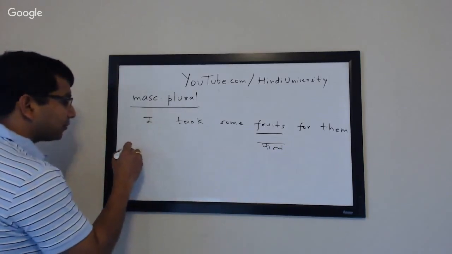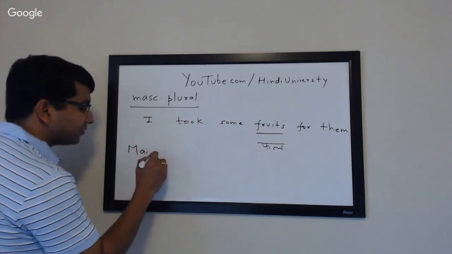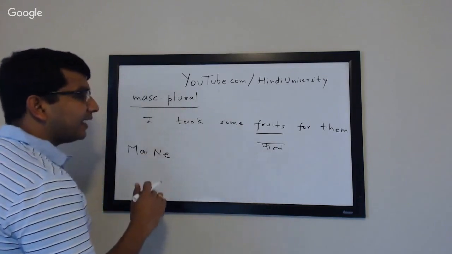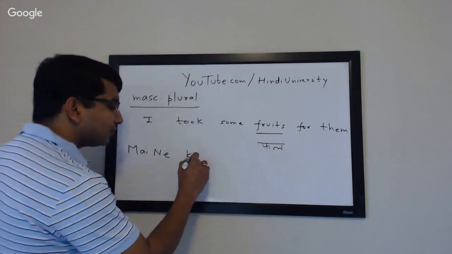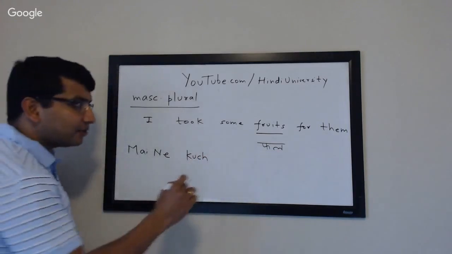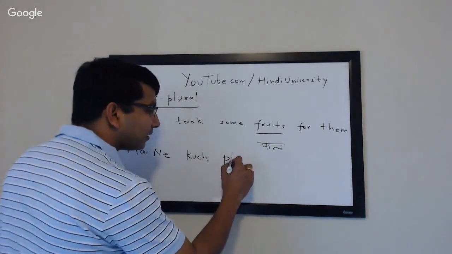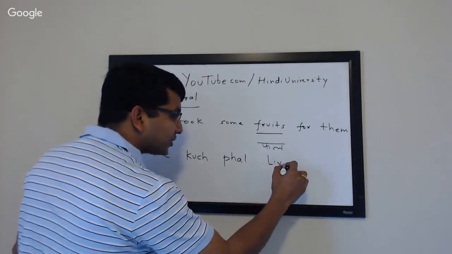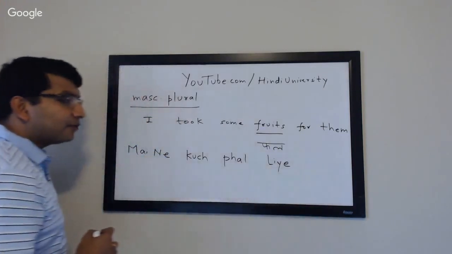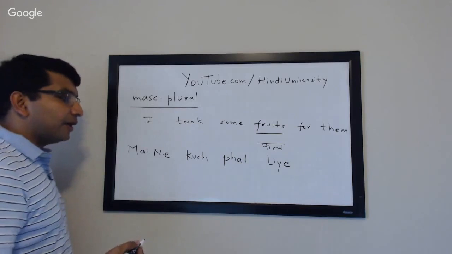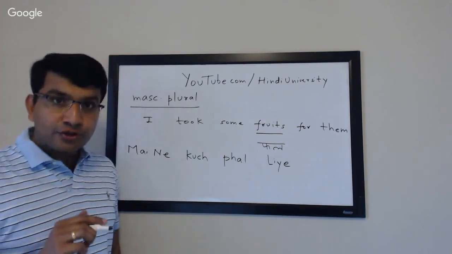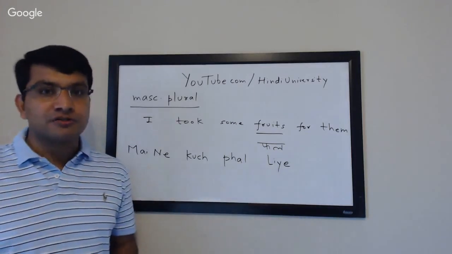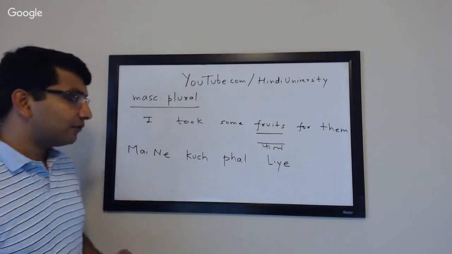Here again, the pronoun is मैं, to which you'll add ne. So मैंने. If you were to simply say I took some fruits, मैंने कुछ. For some you're saying कुछ, and then फल. मैंने कुछ फल लिए, because it's masculine plural. If you're saying I took a fruit, you'll say मैंने एक फल लिया. You're ending it with लिया because fruit is masculine and you're using the singular form.